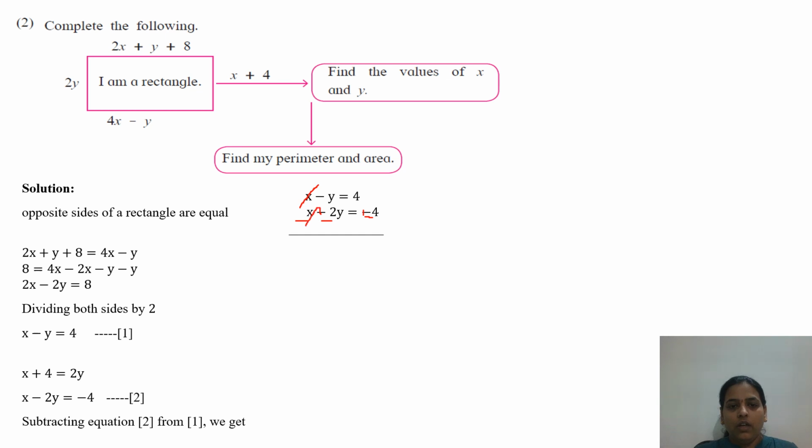Okay. Next, minus y plus 2y. What is the answer here? y is equal to 8, because plus 4 that is 8. So therefore y is equal to what here? Here what? That is 8. Clear?